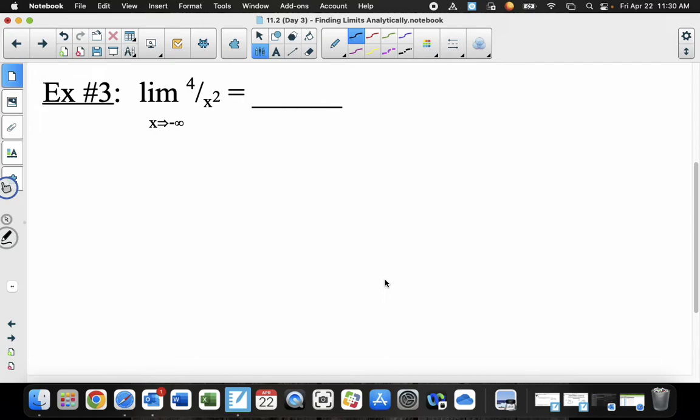As you take a look at this problem, one of the other things that you also have to consider when you're doing these limit problems with infinity and negative infinity is the sign. Okay? Now, in this one, it's not really going to come into play, but I want you to still understand what's going on here. If we think about actually substituting this in from a conceptual standpoint, what we have is 4 over negative infinity squared.